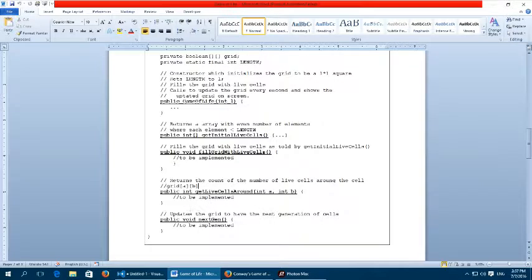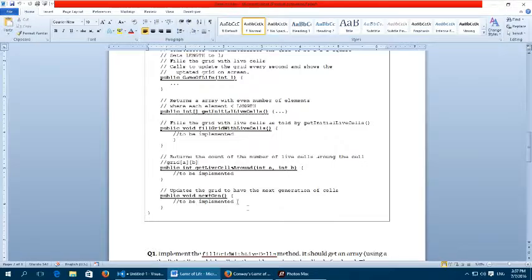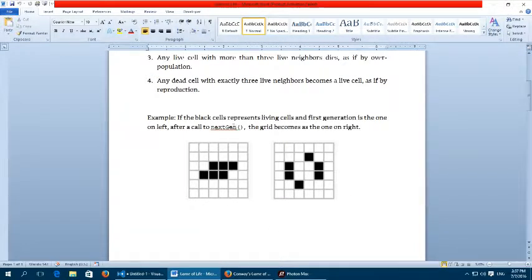And also we have to make a method called get live cells around, where a and b will be the particular coordinates of the cell in the grid, and the next gen method. This next gen or next generation method is going to take the grid from this to this.